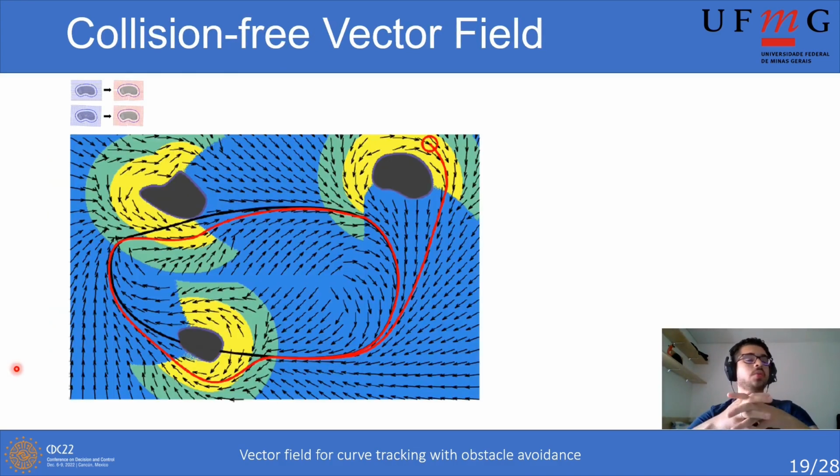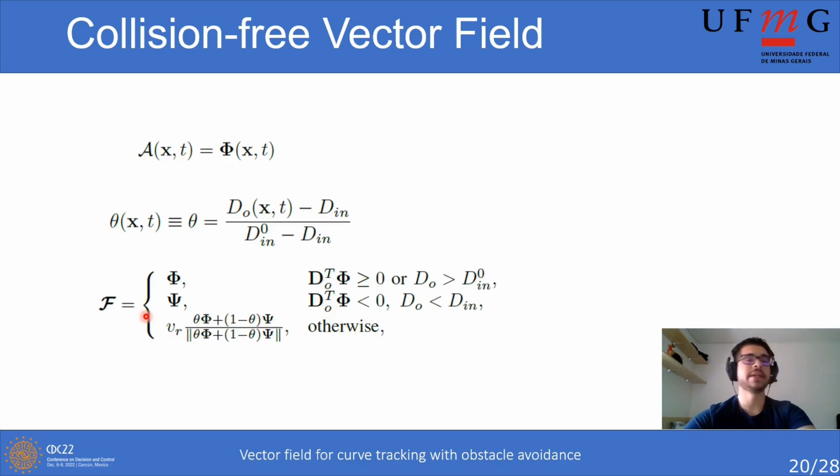Now we want to show the final collision-free vector field where we combine the behaviors of following curves where we can and avoiding obstacle where is necessary. The first thing that we will do in this approach is inside the obstacle field, we will choose the auxiliary vector field as being the curve field. By doing this, we make the system follow the obstacle as close as possible to the curve.